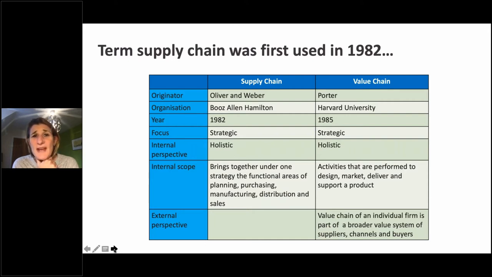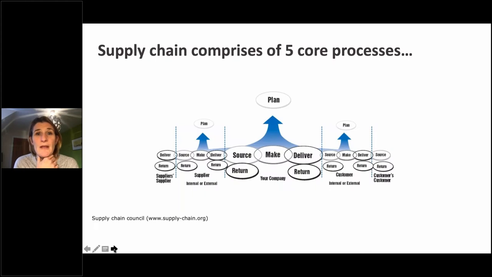The term supply chain, as with many things, was first formally defined by consultants. Those existed for thousands and thousands of years. And really what they argued was that it brings together under one strategy the areas of planning, production, manufacturing, distribution and sales. So pretty much everything. And this was extended by Michael Porter, the strategist from Harvard, who extended this to the concept of a value chain. And here he extended that idea of a supply chain to beyond the bounds of a firm.